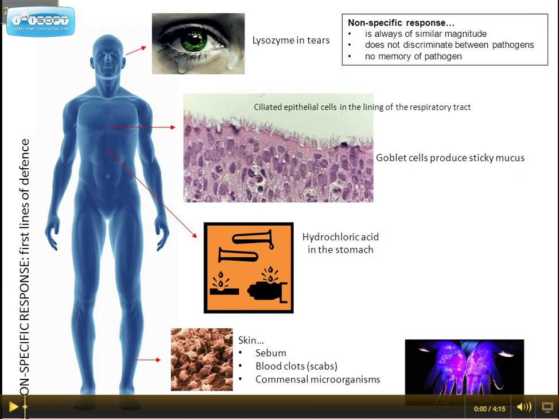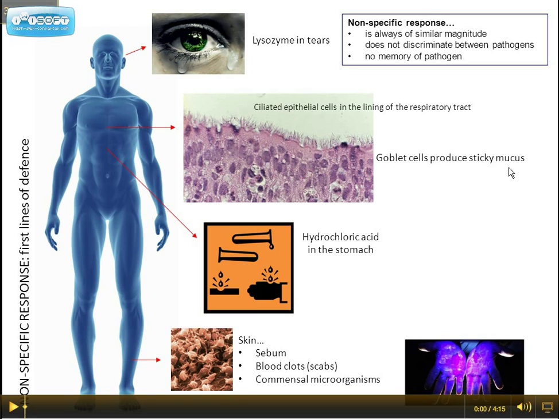The first line of defence of the non-specific response includes, for example, lysozyme, which is an enzyme produced in the tears, which is mildly antiseptic and will destroy the bacteria and the fungi, etc. that are trying to get in through our eyes. In our trachea, we have lines of ciliated epithelium. These are cells on the outer layer of the trachea which have these hair-like projections that waft backwards and forwards.